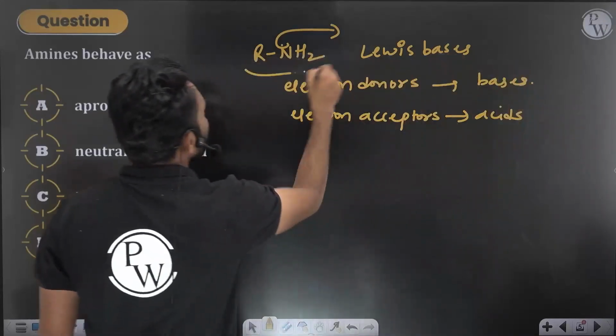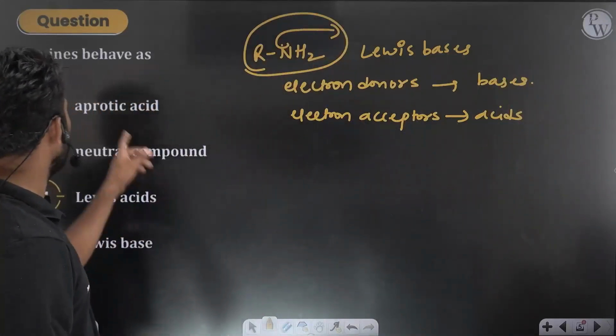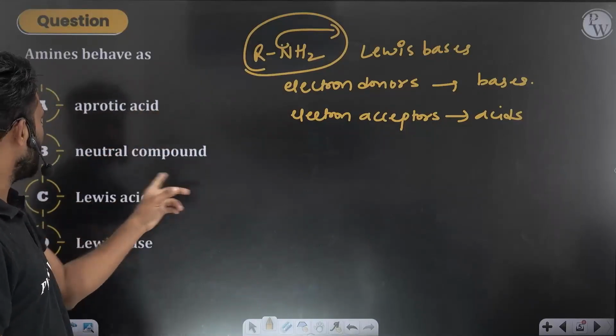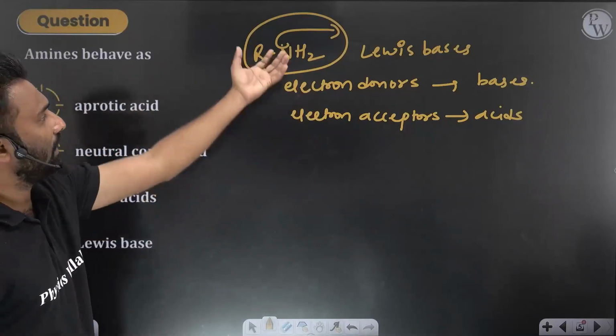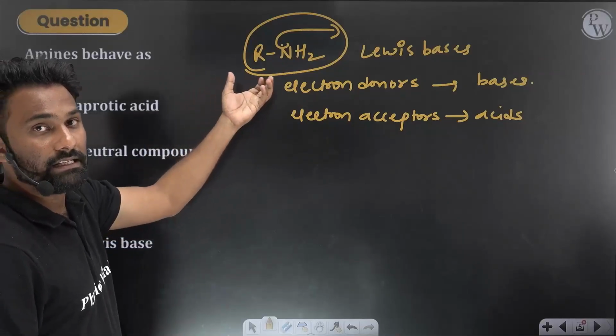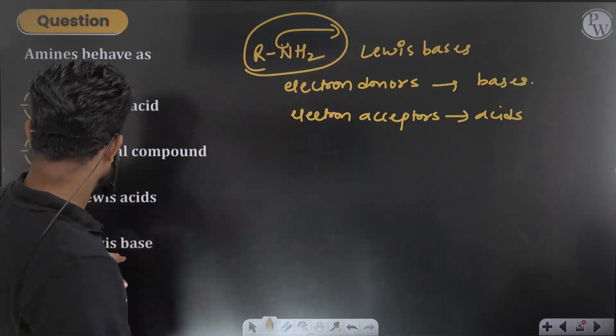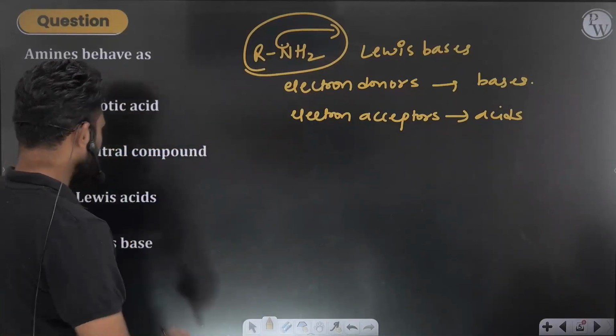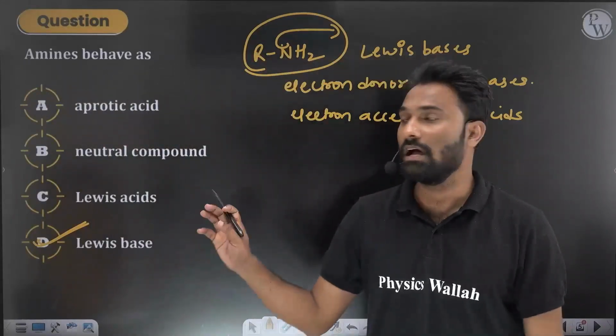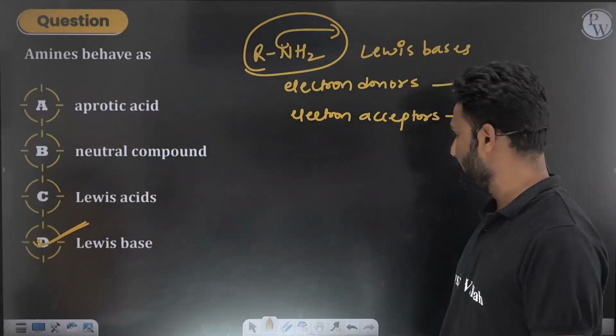He is asking about the primary amine. Primary amines are not aprotic acids; they are neutral compounds. A Lewis acid should accept electrons, but here electrons are being given. So amines behave as Lewis bases. Okay. Next.